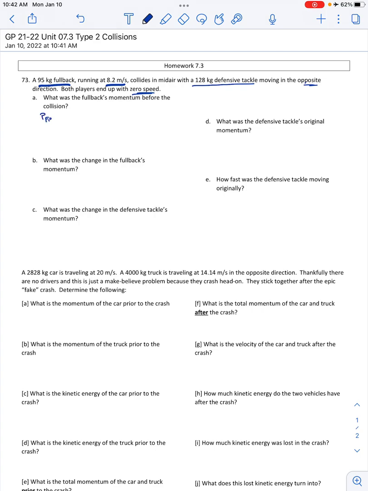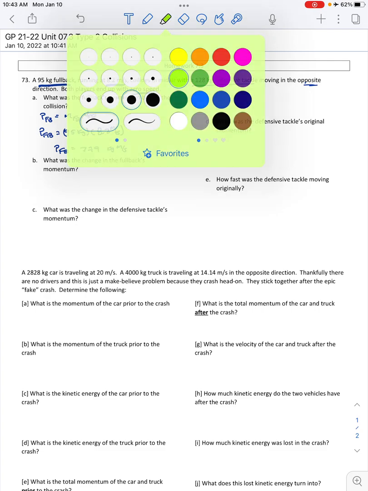So the P of the fullback equals the mass of the fullback times the velocity of the fullback. So his momentum is going to be 95 kgs times 8.2 meters per second. 95 times 8.2, that's going to be 779 kilogram meter per second of momentum.